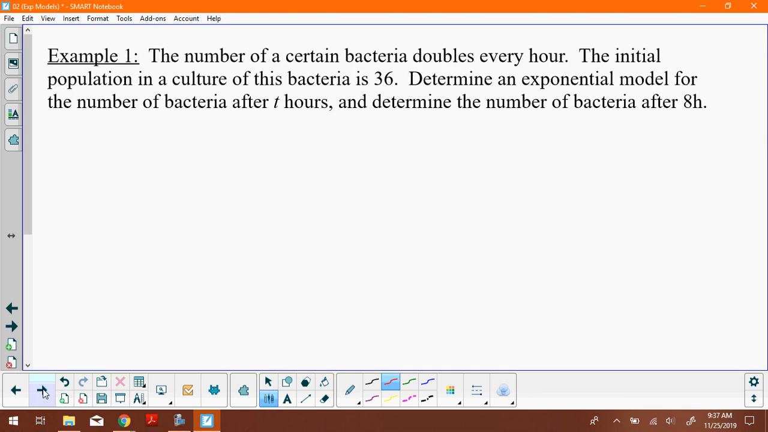So here's example 1. The number of a certain bacteria doubles every hour. The initial population in the culture of this bacteria is 36. Determine an exponential model for the number of bacteria after t hours and determine the number of bacteria after 8 hours have passed.